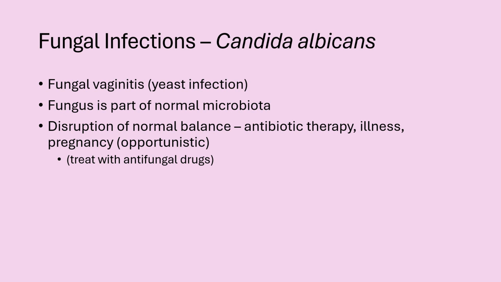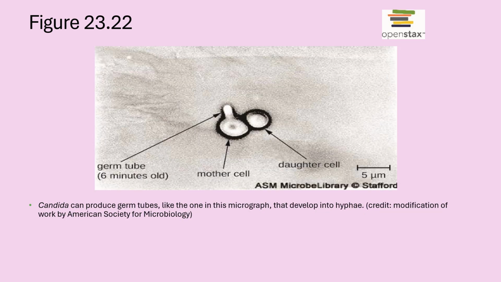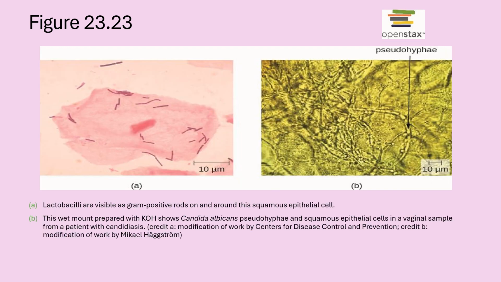You can treat it with antifungal drugs. This is showing what it looks like with some of the spores. Here's the hyphae in here. And then here's one that's starting to sprout what we call a germ tube. This is the original cell. It's in the process of reproducing. And over here you can see these hyphal strands.